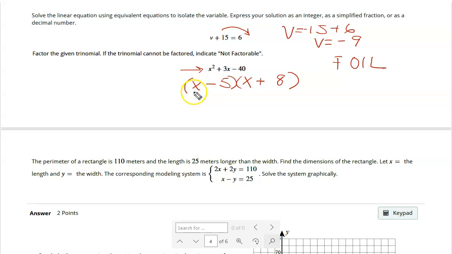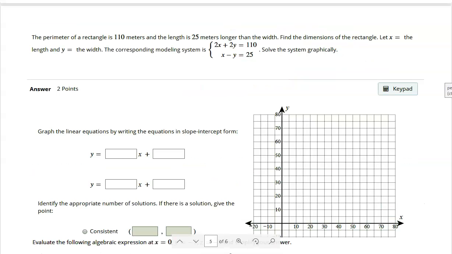Let's do it together. X times x, x squared. Outers, a positive 5x. Inners, a negative 5x. That adds up to a positive 3x. And then last, negative 5 times 8, a negative 40. Just 2 more to go.